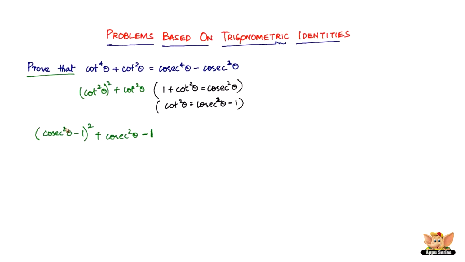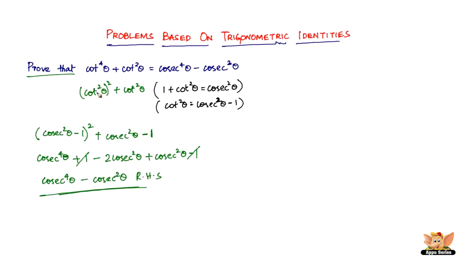So here, let's consider cosecant square theta as a and 1 as b. So we have a minus b the whole square, which is a square plus b square minus 2ab. So cosecant square theta the whole square is cosecant to the power 4 theta, that is a square, plus b square is just 1, minus 2ab. 2a is cosecant square theta, b is just 1. So plus cosecant square theta minus 1. The 1 and 1 get cancelled, and we've got cosecant to the power 4 theta as it is, minus 2 cosecant square theta plus cosecant square theta, which is nothing but minus cosecant square theta. So here is the RHS.